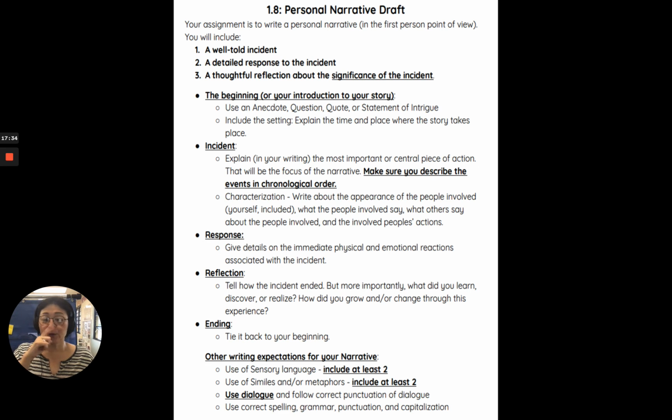The first bullet, you will use sensory language. You will include at least 2. If you don't know what sensory language is, you better look at your resource slideshow. You will use similes and or metaphors, at least 2. It can be 1 simile, 1 metaphor, that's 2. It can be 2 similes, that's 2. It can be 2 metaphors, that's 2. Okay, at least.